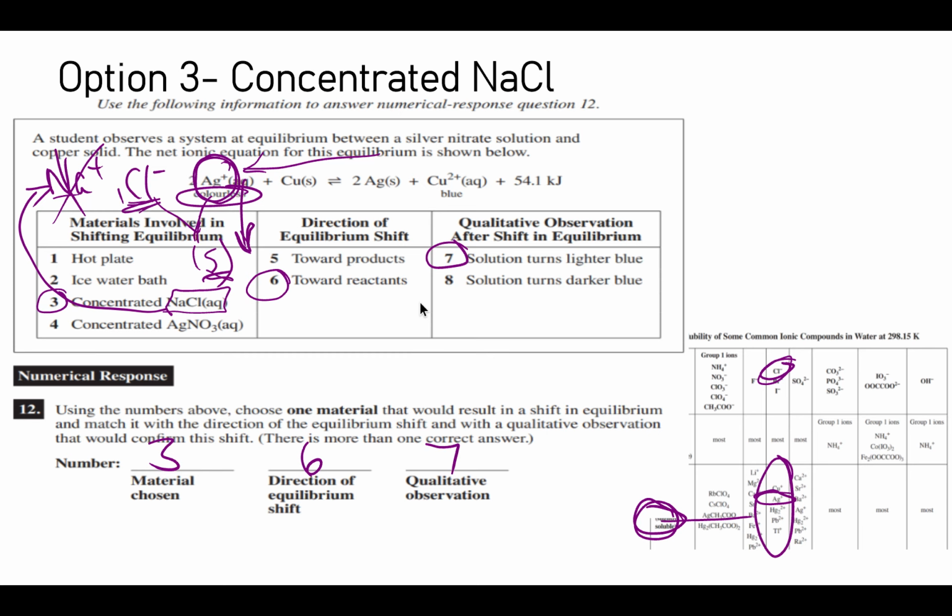Okay, so I just want to reiterate, if you're adding something and you don't see it within the equation, you need to check your solubility table and see what will form that solid. Whatever forms the solid is decreasing in concentration, and you have to shift to replace it.